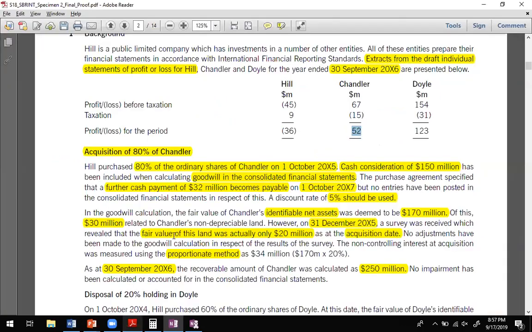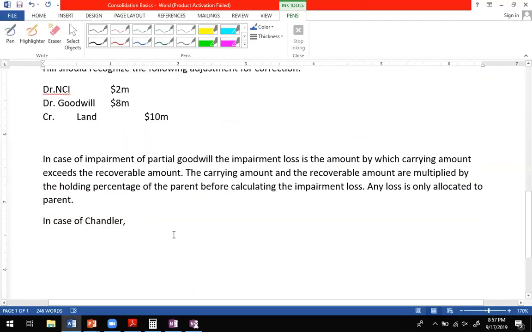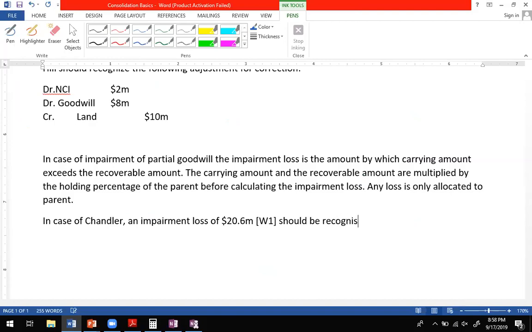So let's complete the answer. So we are going to say that in case of Chandler, an impairment loss of $20.6 million, which we will be showing in working number 1, should be recognized in profit and loss account.